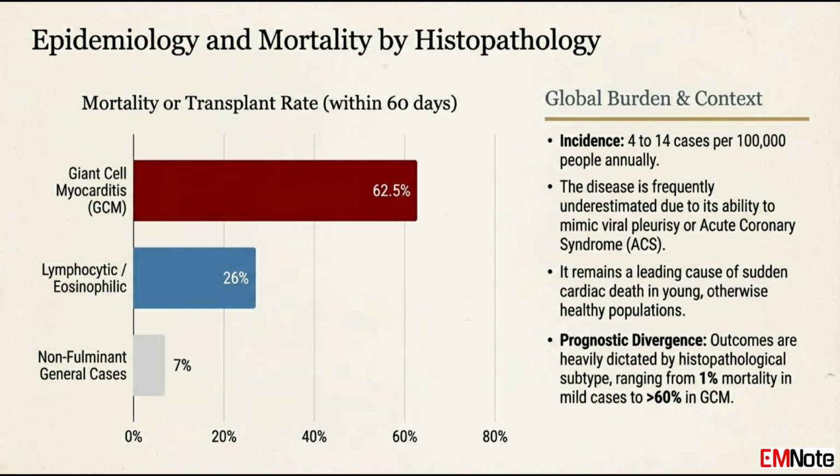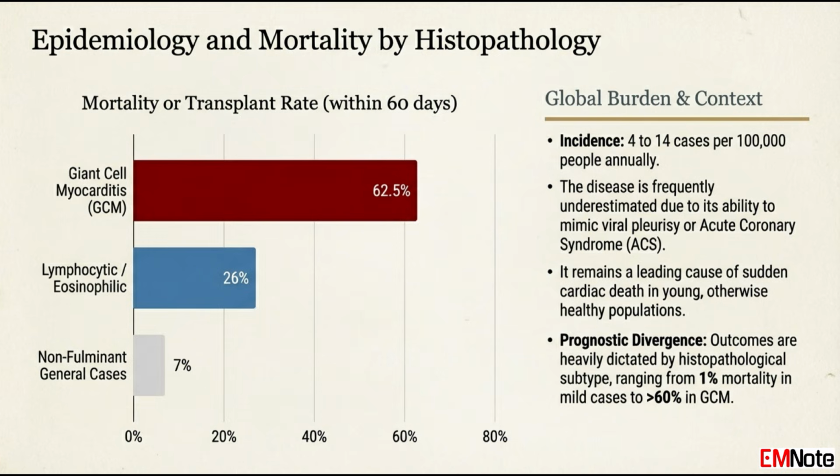Okay, now compare that to the histopathology that really keeps cardiologists up at night. Which type is the most dangerous? That would be giant cell myocarditis. And the mortality rate there is shocking. It's staggering. We're talking a 62.5% rate of death or heart transplantation within 60 days of presentation. 62.5% in 2 months. That is incredibly aggressive.